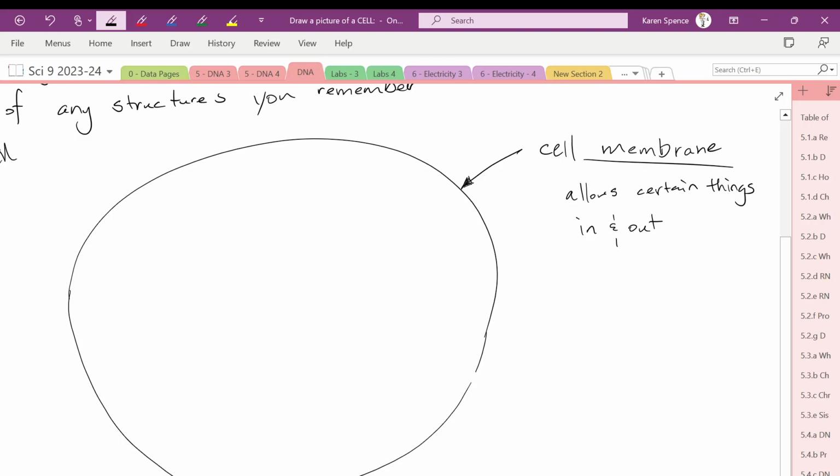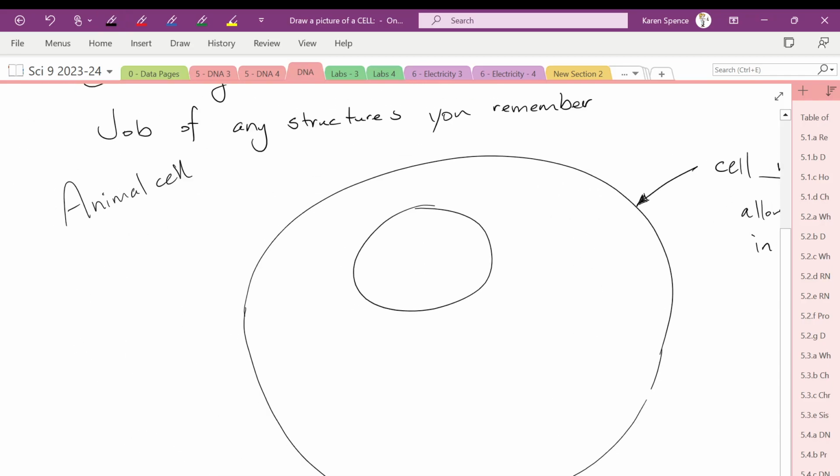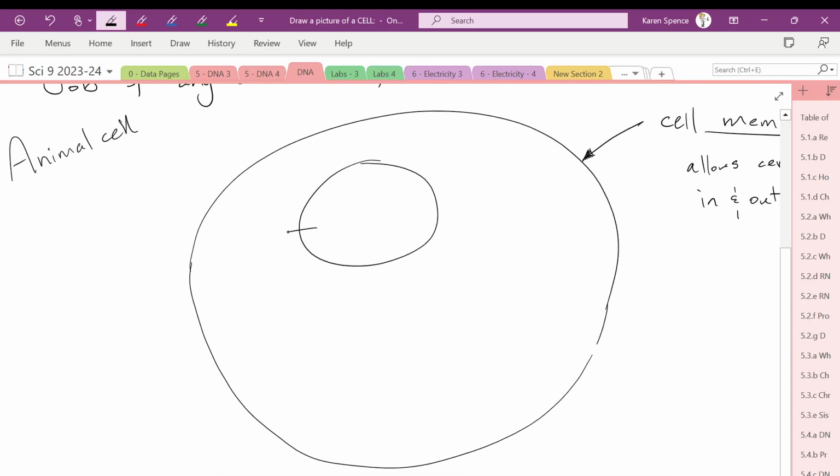There's another shape we could draw inside the cell, which is a very prominent structure in the cell. The nucleus. It's really hard to say. Very often people want to say nucleus, but it's nucleus. Nucleus. So let's draw ourselves a nucleus. Look, it's another circle.